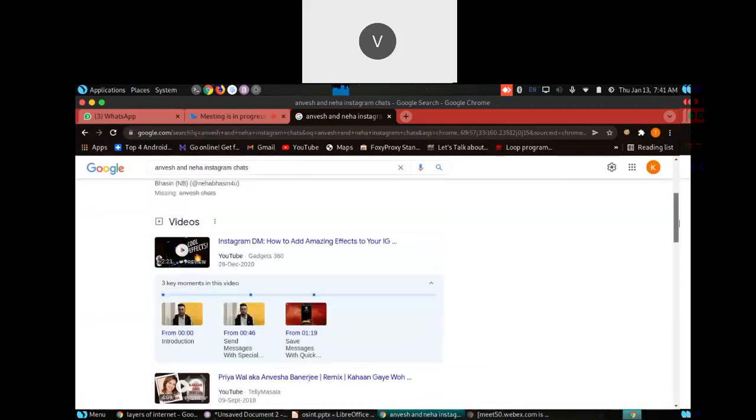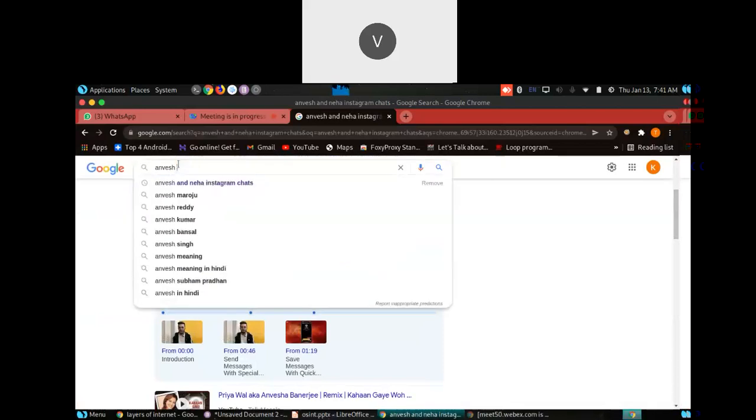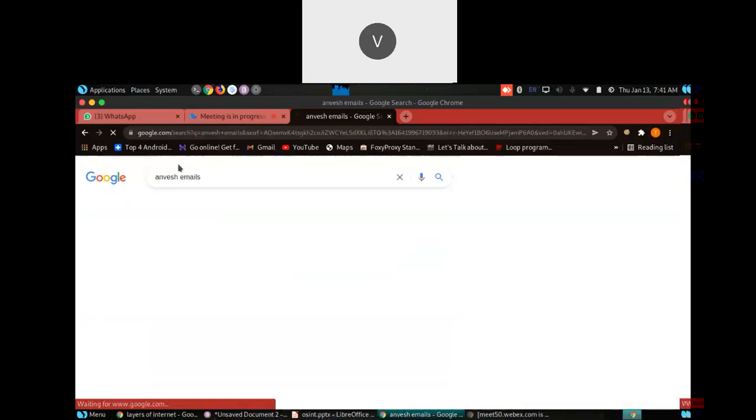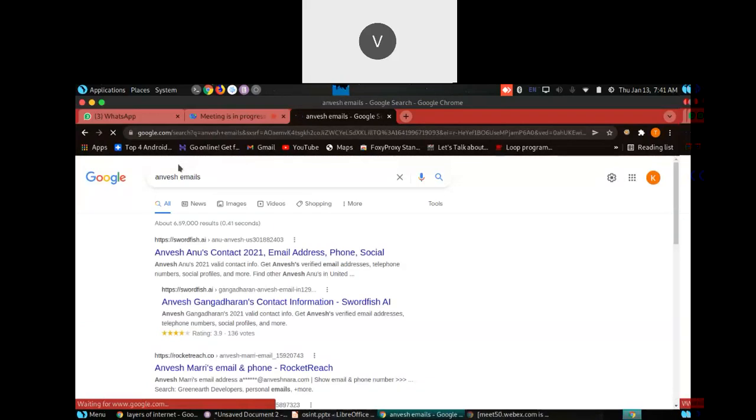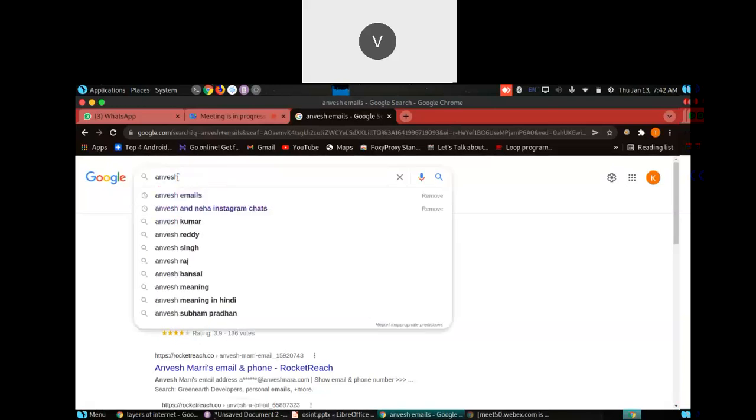Okay, maybe Neha is not his girlfriend, so I want Anvesh's emails. Am I able to get Anvesh's emails? I'm getting something, Anu's contact email address, but I want the emails sent by Anvesh, and the emails he got in the last 10 days. Am I able to get those things? No, sir. And what if I want chats between Anvesh and his mother?